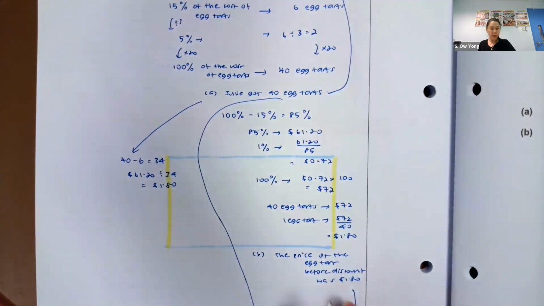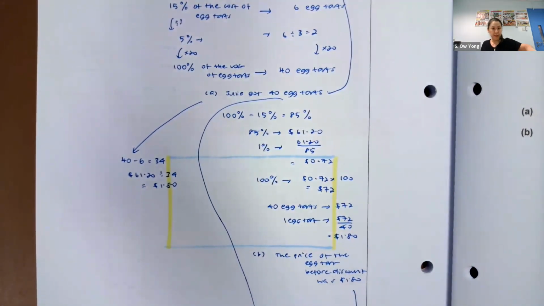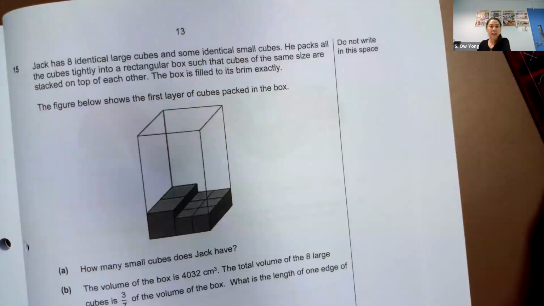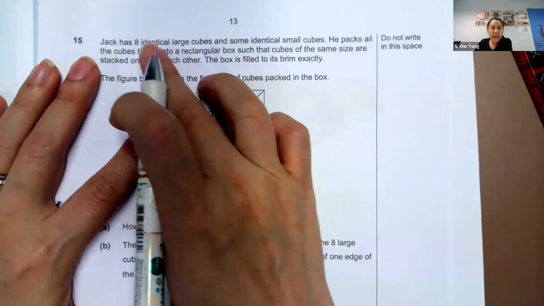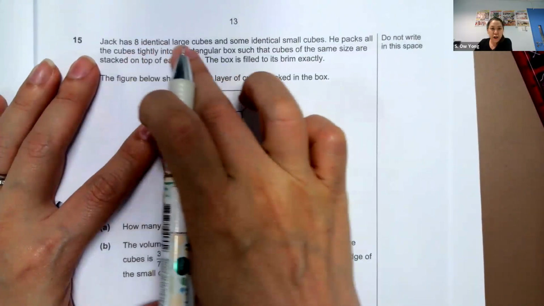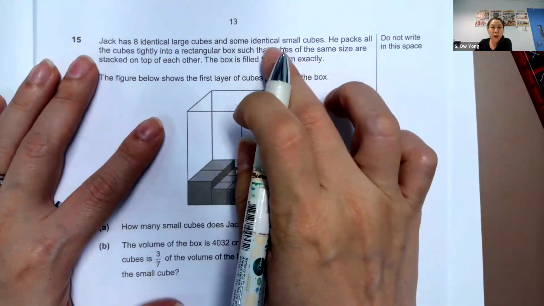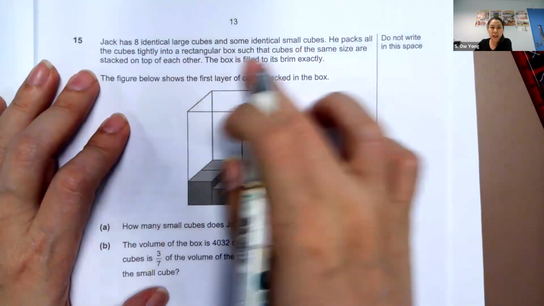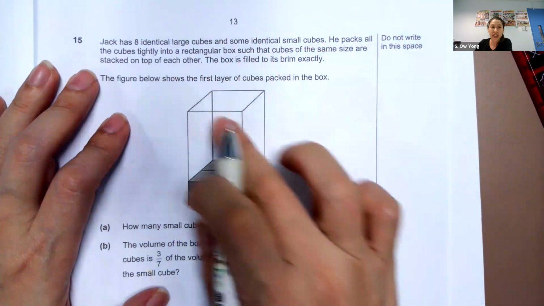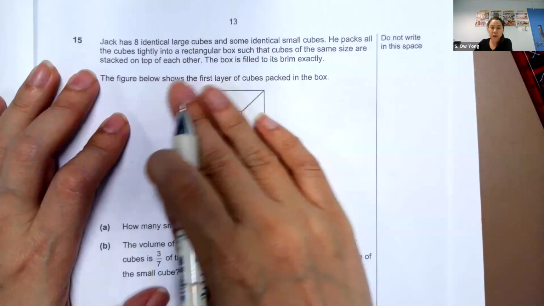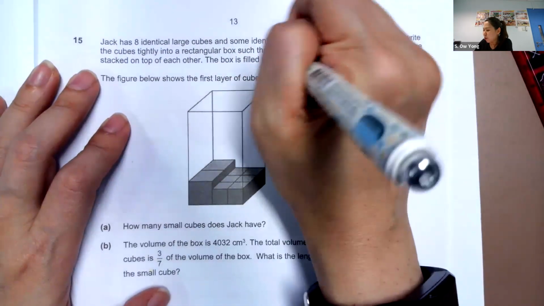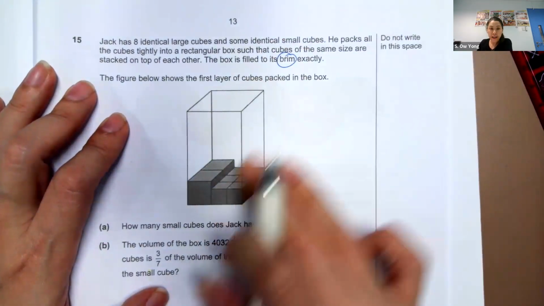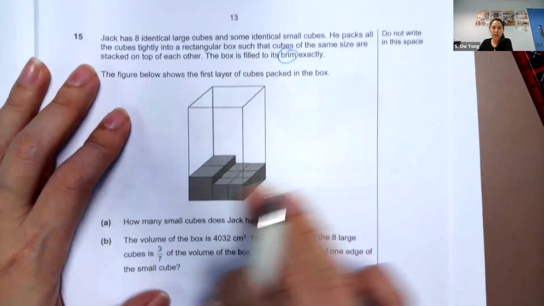All right, let's move on to question 15. Jack had 8 identical large cubes and some identical small cubes. He packs all the cubes tightly into a rectangular box such that the cubes of the same size are stacked on top of each other. The box is filled to its brim exactly. The figure shows the first layer of cubes packed in the box. How many small cubes did Jack have?